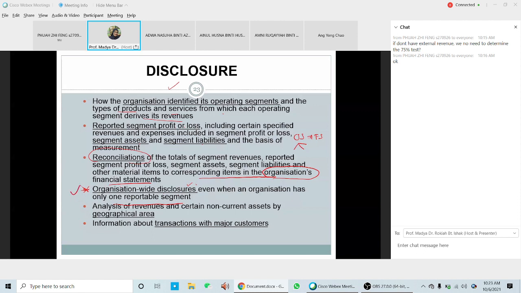Analysis of revenue and certain non-current assets by geographical areas. Okay, and then information about transactions with a major customer. So these are among the disclosures that we need to make in the operating segment financial statement. Operating segments still need to provide a financial statement, but it is less detailed as compared to the organization's financial statements. Okay.